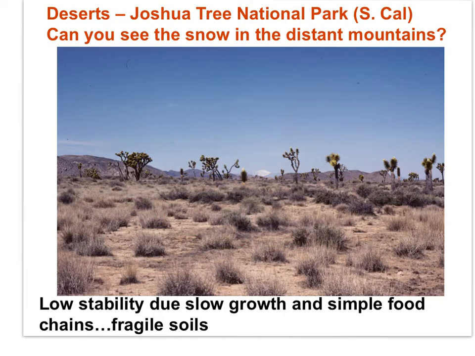The sparse growth and low productivity, as well as the relatively simple food chains, make deserts vulnerable to disturbance. And once disturbed, they do not easily return to a native equilibrium. Thus, desert ecosystems have low stability.